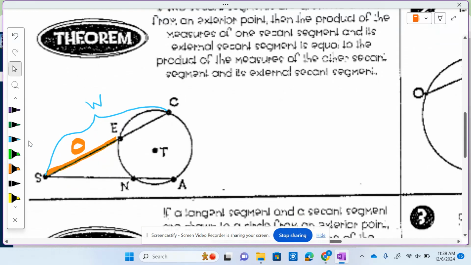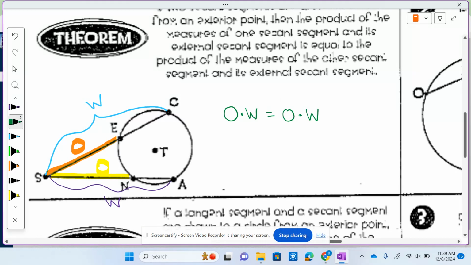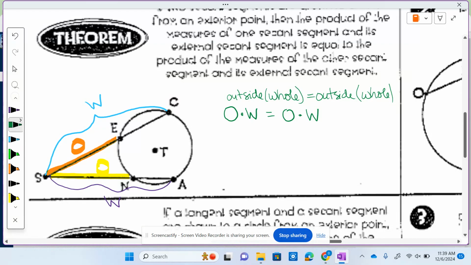That's what it's saying, the external, right? The whole segment and then the outside piece. Whereas over here, I have the whole segment and its outside piece. So what that means is you can call it ow ow. So O times W equals O times W. Outside times the whole equals outside times the whole. That's what that OW stands for. So outside times the whole segment equals the outside piece times the whole segment. So you might hear someone go, ow, ow. Sorry, anyway, back on track.